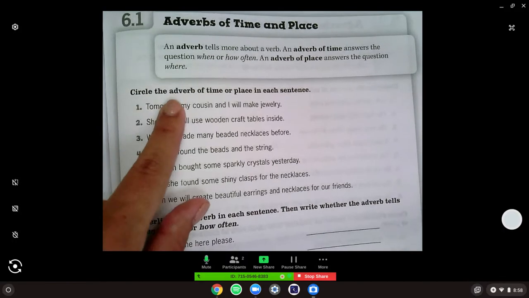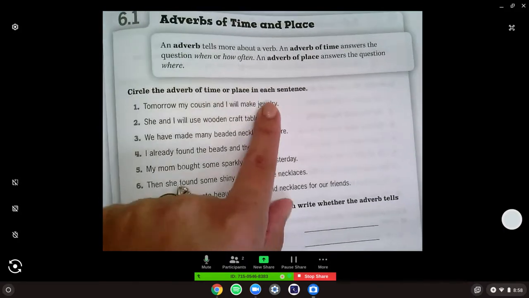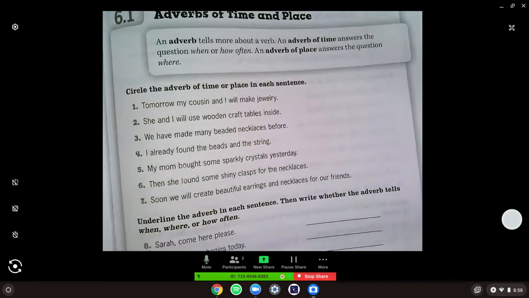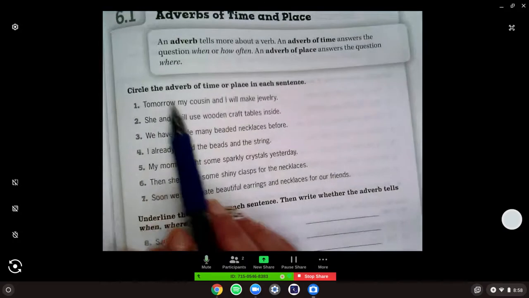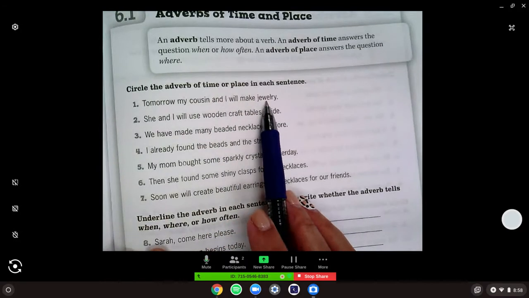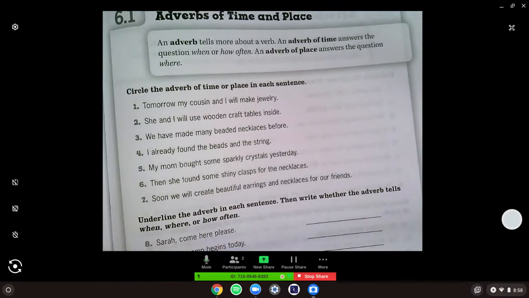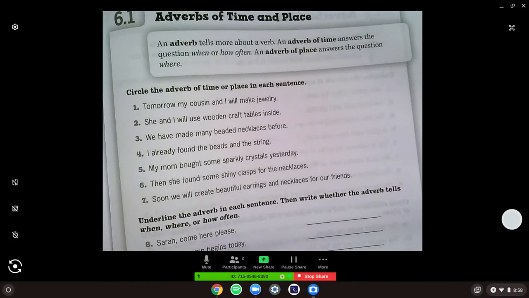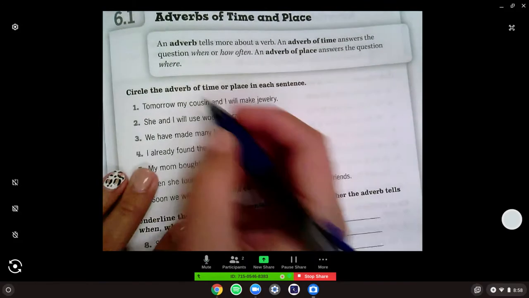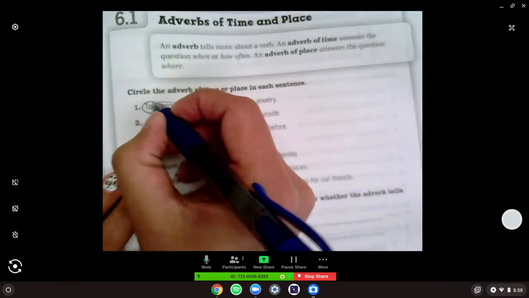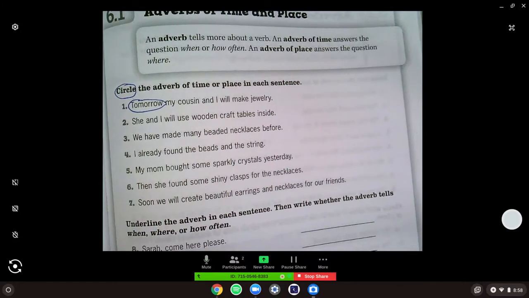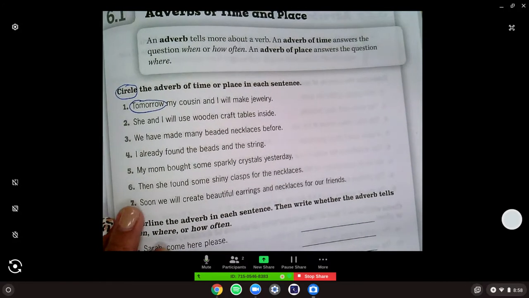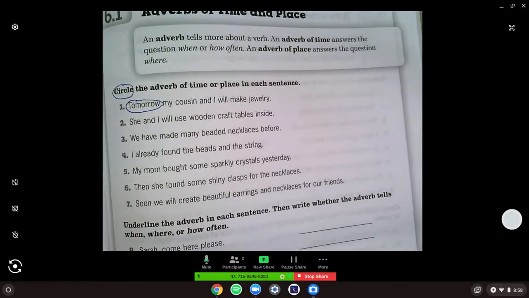You need to circle the adverb of time or place in each sentence. So, Lizzie, do you mind if I do number 1 for you? All right. Tomorrow, my cousin and I will make jewelry. Do you see an adverb of time or place in that sentence? What do you see, Bennett? Tomorrow is an adverb of time, so we would circle because it told us to circle. You get 1 freebie there. Please don't go on to the rest yet so you can hear all the directions.